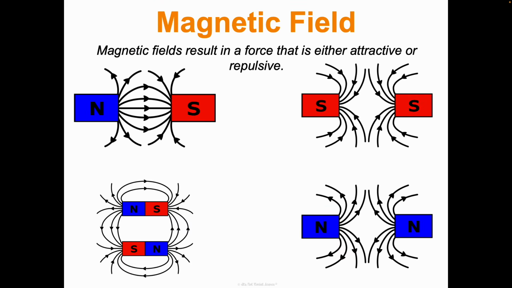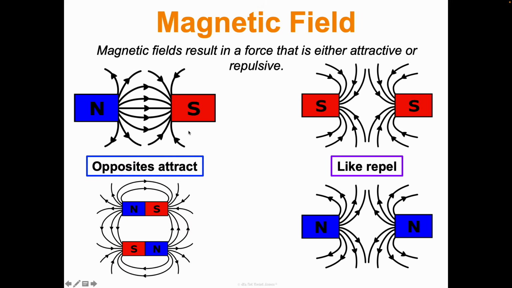Magnetic fields result in a force, like I said, that's either attractive or repulsive. And we see similar rules here that we see in electrical, with electrical forces and electric fields. So opposites attract. North and south poles will be attracted to each other, while like forces repel.